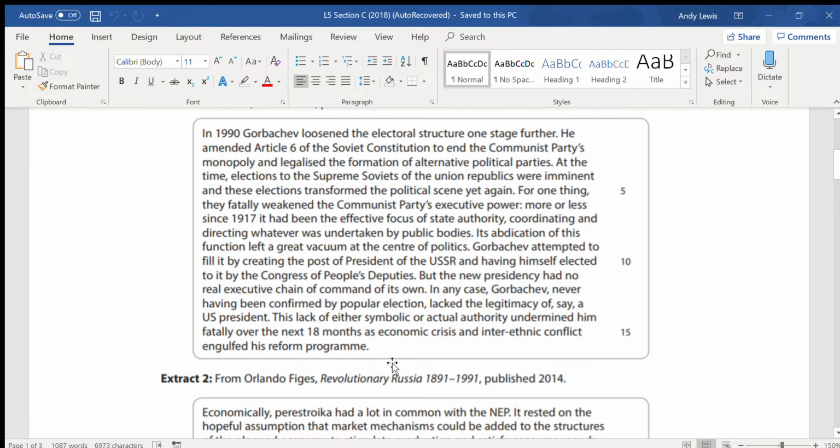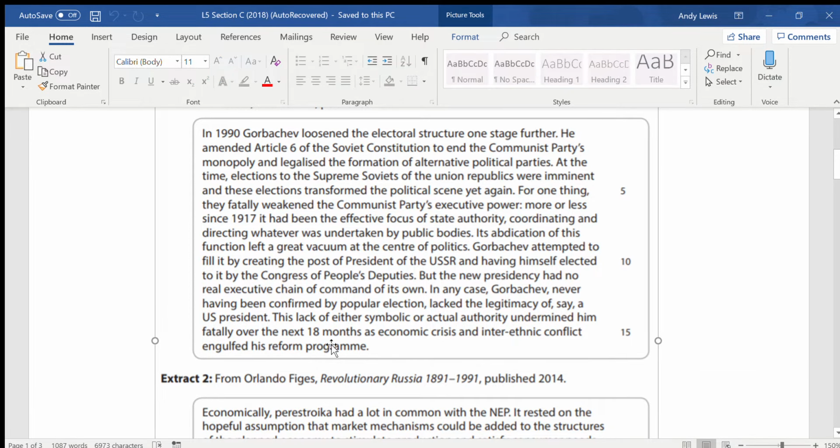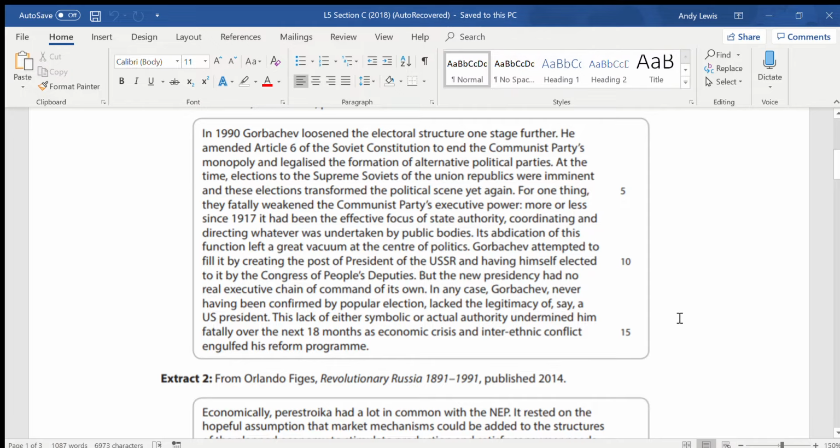But as we're reading it, we'll see at the bottom here that there's this last bit where it says this lack of either symbolic or actual authority undermined him fatally over the next 18 months as economic crisis and inter-ethnic conflict engulfed his reform programme. So there's also a few links to some potential other arguments there.